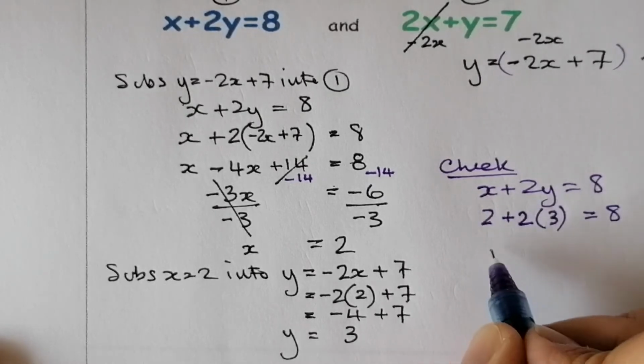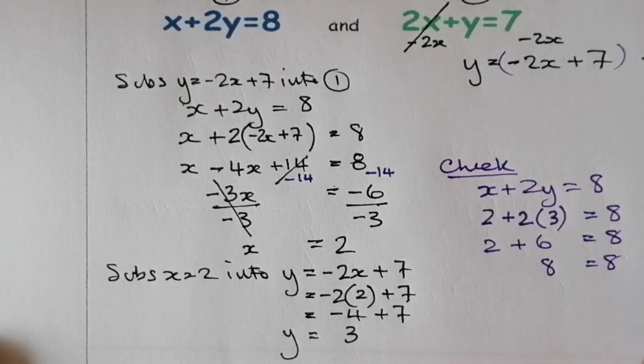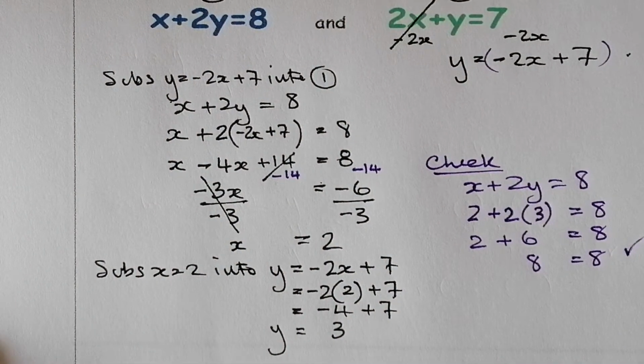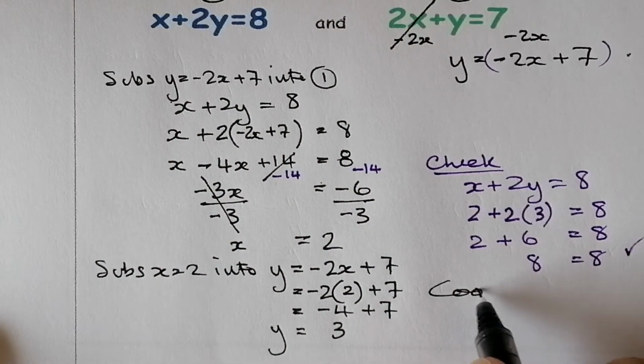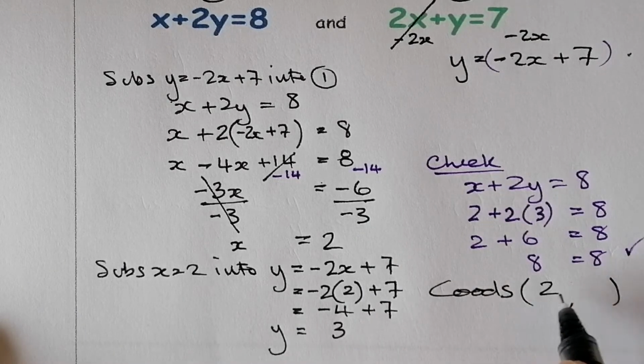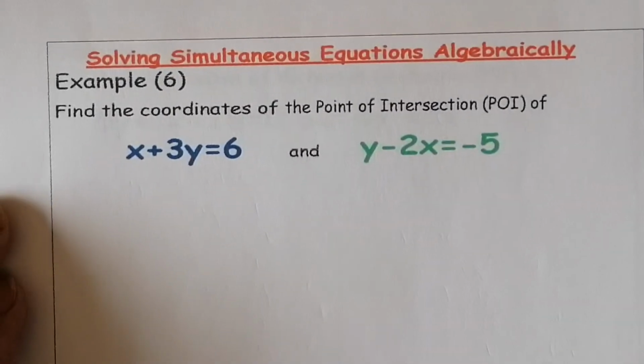Let's hope it does. So I've got 2 plus 6 equals 8. Yeah, it does. 8 equals 8. So I know that that's correct. And that's just my check, just to make sure that I've got it right. So my coordinates are going to be the x value, which was 2, y value, which is 3. So there's my final answer there. So go on to the next question.